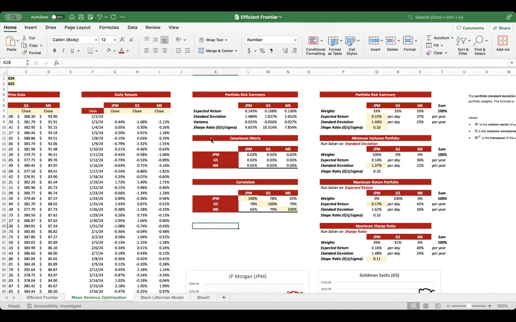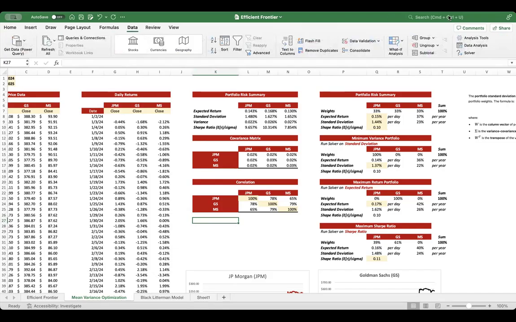Okay. So now, how do we calculate the covariance matrix? As I said, covariance tells you how two variables or two stocks are moving together. If we have a positive covariance value, it means they are moving in a similar direction. If we have a negative covariance value, both stocks are moving in opposite directions. So to calculate the covariance matrix, we'll go into data.